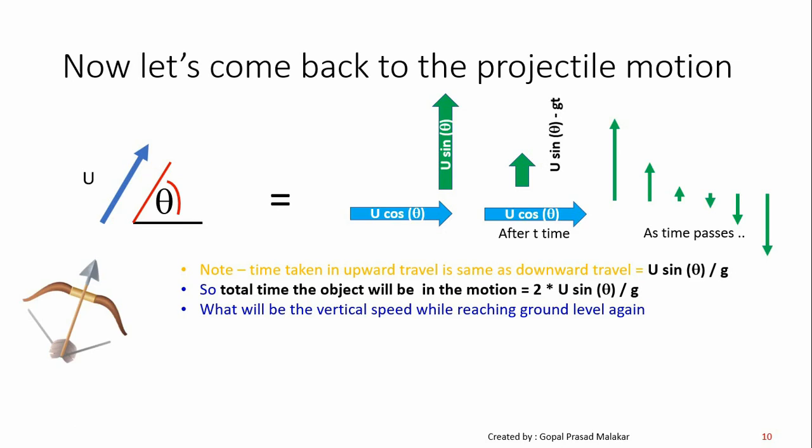What will be the vertical speed when it is reaching ground level again? So the vertical speed, if you look at u plus at, here g is the acceleration and the time it has taken is u sin theta by g. So essentially this g gets cancelled, and it is again u sin theta. So it was thrown upward with speed u sin theta, and by the time it returned, it again got the u sin theta speed. The only thing is the direction changed. It was upward and this is downward. But whatever speed was upward, by the time it returned, the same speed became downward.